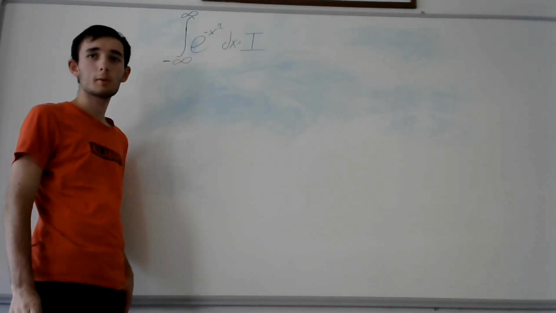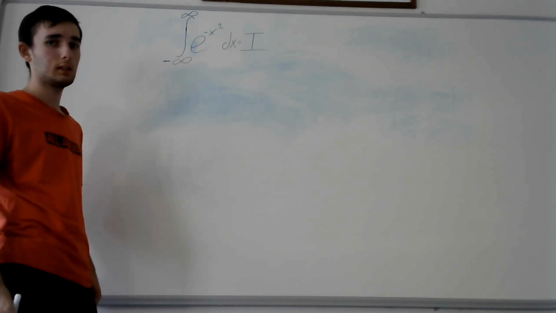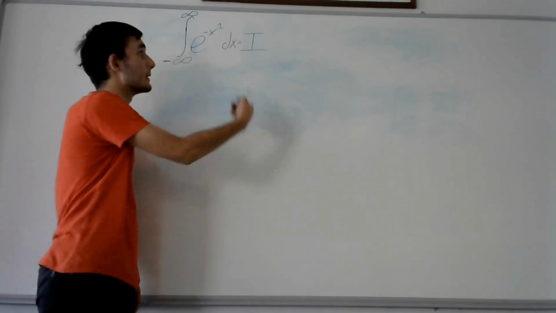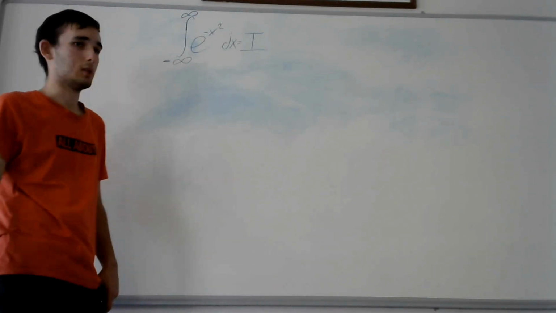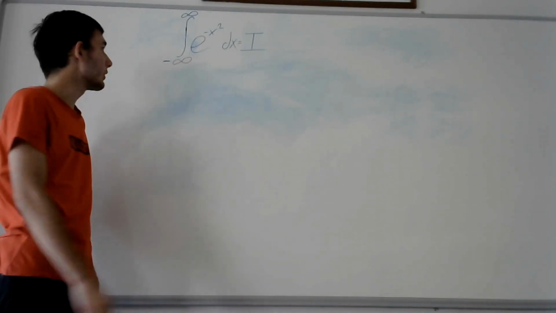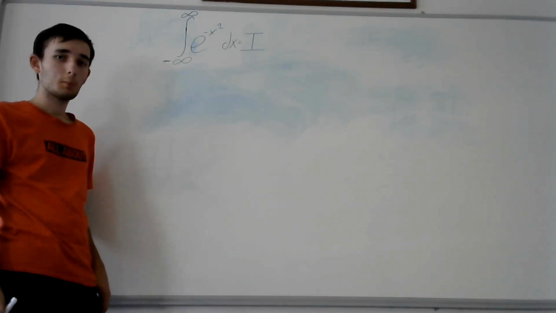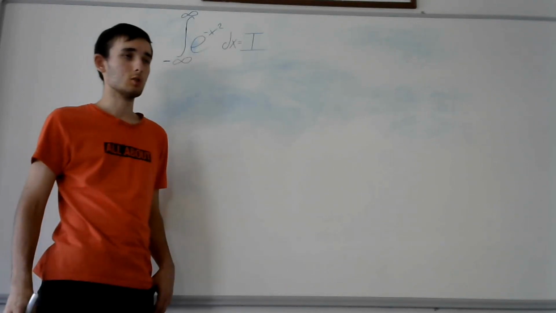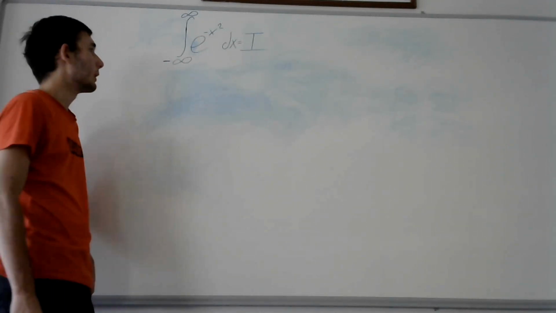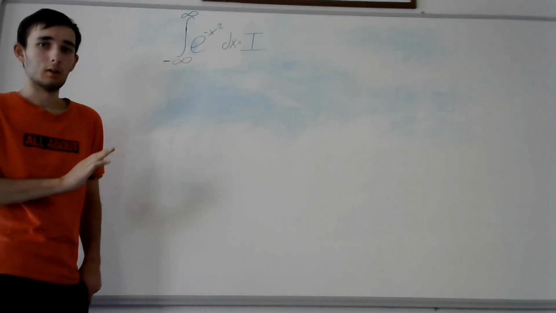Hello guys, so today we're going to be integrating e to the negative x squared from negative infinity to infinity dx, which I said is equal to I, for convenience purposes. And you'll see why in just a second. This is known as the Gaussian integral. It's usually used in normal distribution and statistics in general. Sometimes you may see it in physics as well. But other than that, there are a lot of applications of this integral in real life.